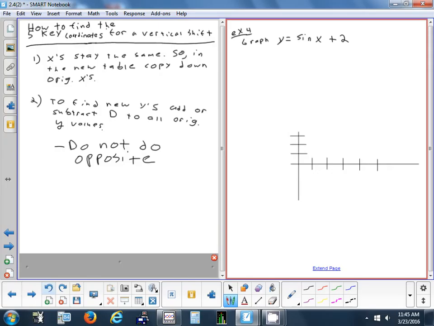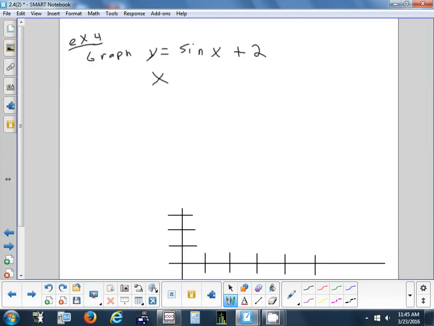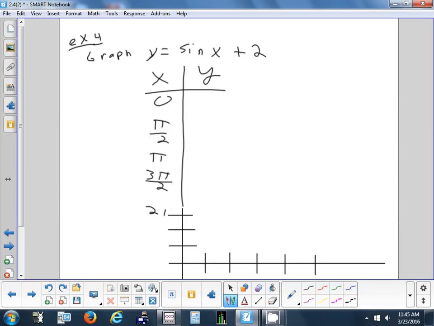All right, since it's a vertical shift, what values stay the same? The x's. Okay, x's stay the same, so copy them down. Does everybody have what's on the left so I can make the right bigger? Zero, pi over 2, pi, 3 pi over 2, 2 pi.